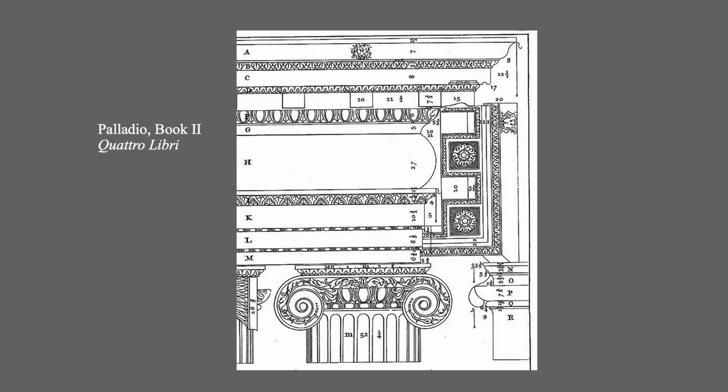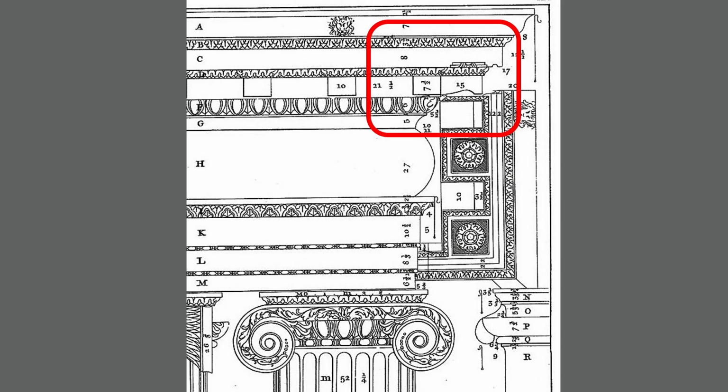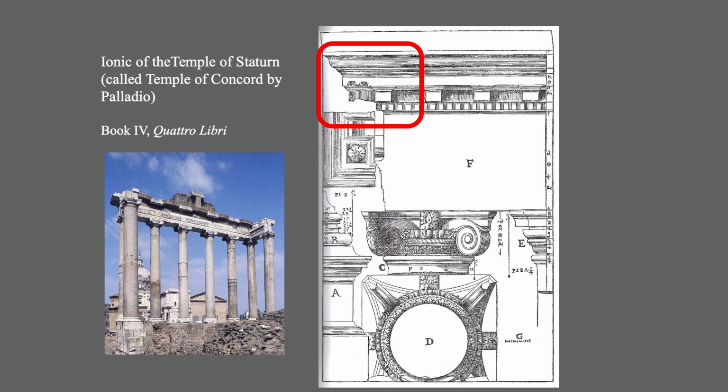The first type is the simple scroll modillion, usually associated with the Ionic order. We see it in Palladio's version of the Ionic, as illustrated in his treatise. It's a projecting bracket given some character by having its underside or soffit cut with a simple scroll, probably to provide some visual character or even a drip edge. Palladio's source for this modillion was likely the Temple of Saturn order, which he measured and illustrated in his treatise.